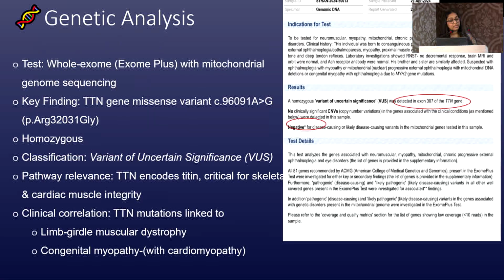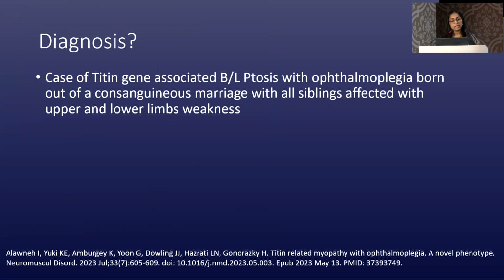Going ahead, we went with a genetic analysis, and the interesting part here was that the mitochondrial gene panel was negative, but a TTN gene missense variant was found. The diagnosis of a titin gene-associated bilateral ptosis with ophthalmoplegia, born out of a consanguineous marriage with all siblings affected with upper and lower limb weakness, was made. And surprisingly, this is the second case which has been reported. The first case was published maybe in 2023.